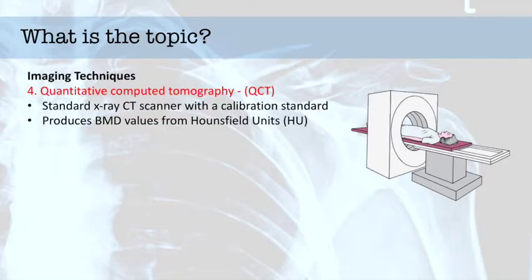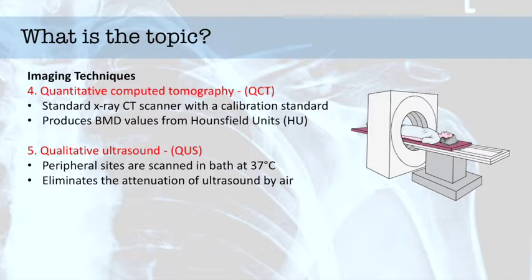In quantitative computed tomography, this uses a standard X-ray computed tomography scanner with a calibration standard to produce BMD values from Hounsfield units. Solid phantoms are placed in a pad under the patient during image acquisition for calibration, which usually contains either calcium hydroxyapatite or potassium phosphate.